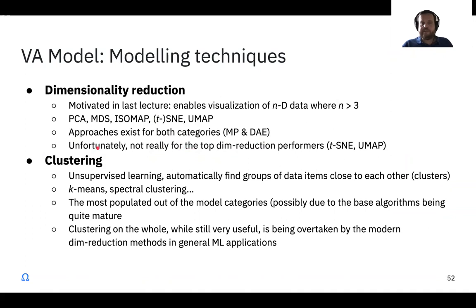What I meant by this is that with the modeling techniques, you need to be interactive, right? For it to be visual analytics, you need interactive manipulation of some dimensionality reduction technique. And these interactive manipulations that are meaningful to the analyst don't exist for the top dimensionality reduction performers, so t-SNE and UMAP. So it's usually manipulating ISOMAP, MDS, or PCA, or the older approaches.